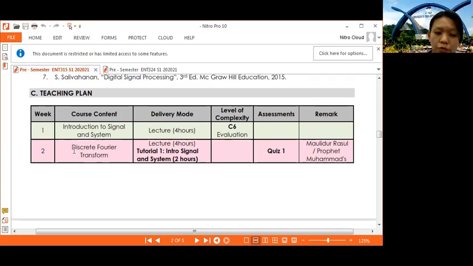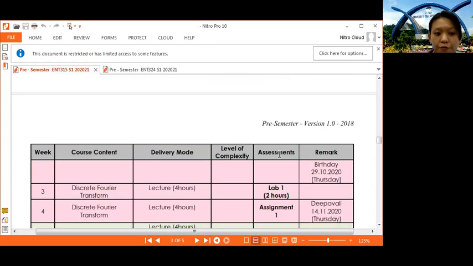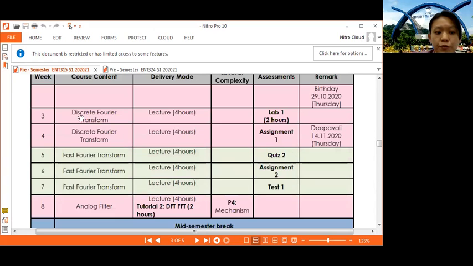Then for week 2, we will go to chapter 2, DFT. We will have 1 tutorial for the introduction of signals and systems, and we will have quiz 1 for the first chapter. Then for week 3, we will have DFT, and we will start our lab 1. Then for week 4, we will have DFT, so we will have our lab 1. This is assignment 1, which is basically chapter 1.